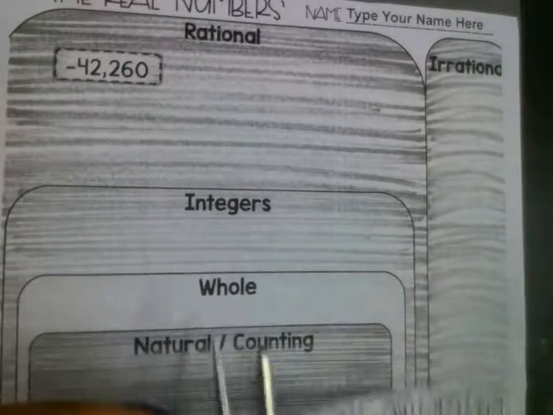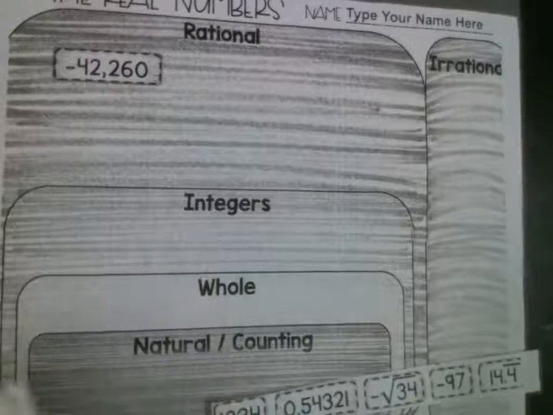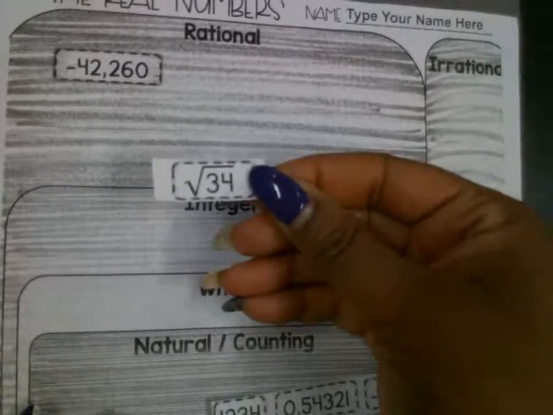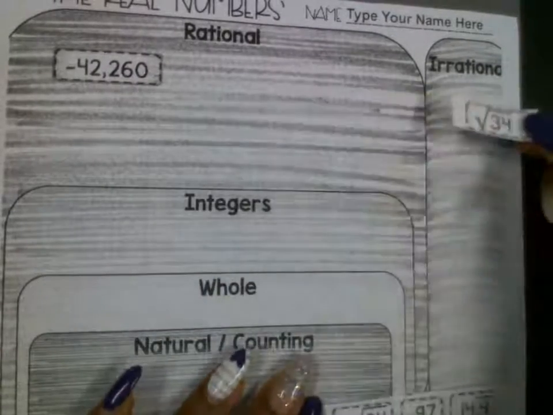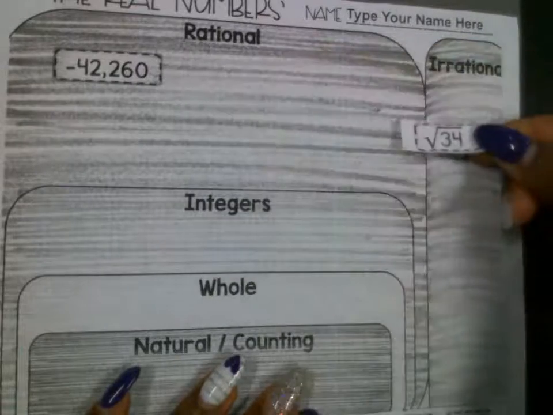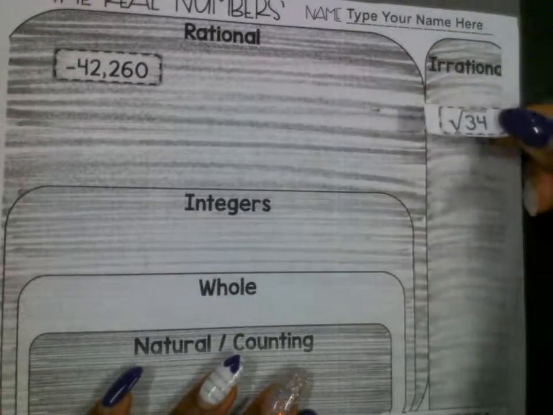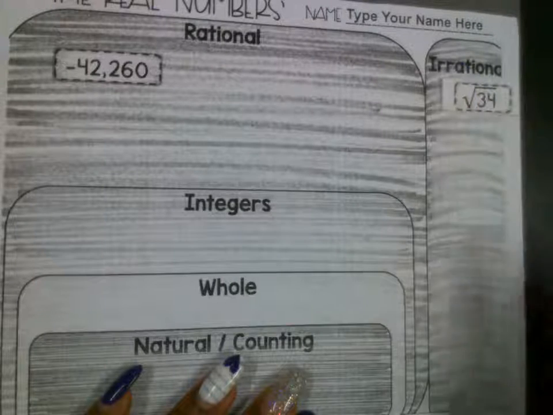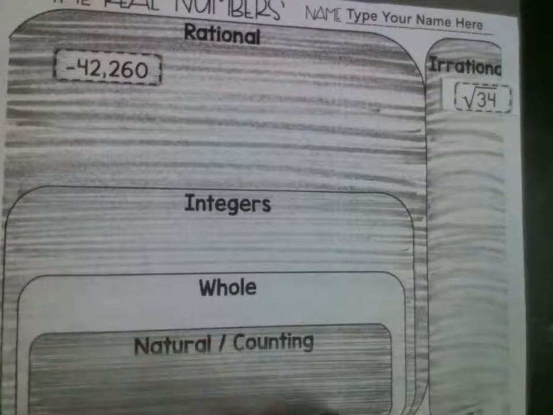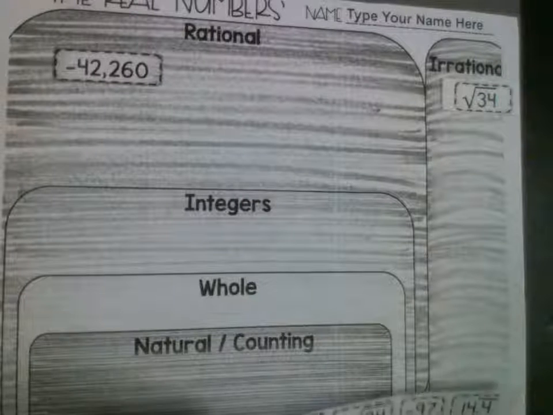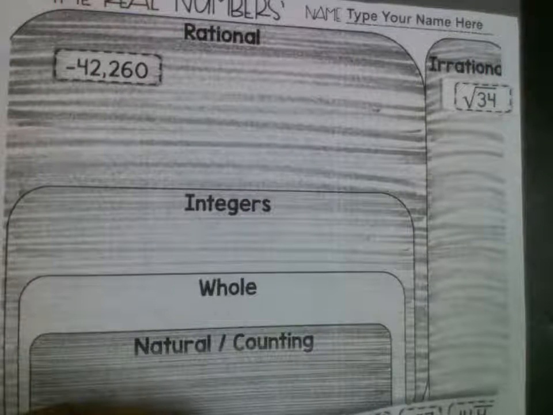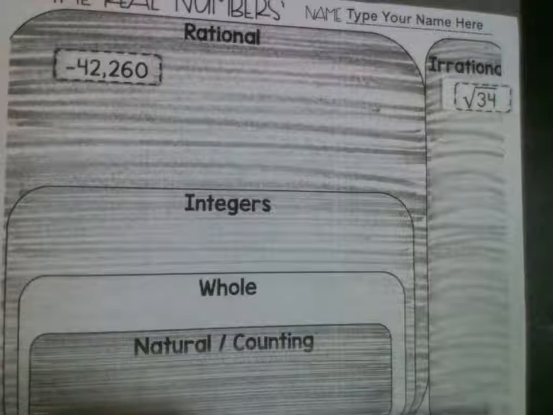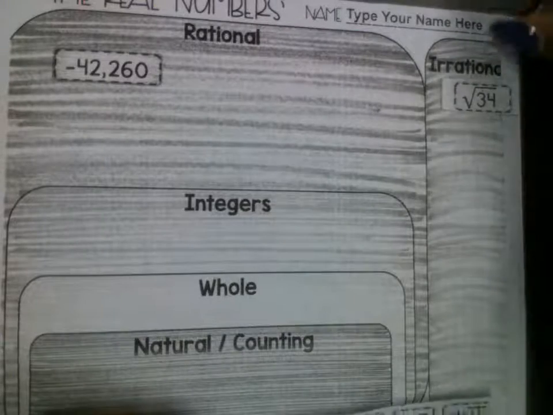This first number right here, the square root of 34. Where does that go? Is that rational or irrational? It's irrational. It's a non-perfect square. Please make sure you put that under irrational. If it's irrational, all it can be is a real number and irrational. That's it.